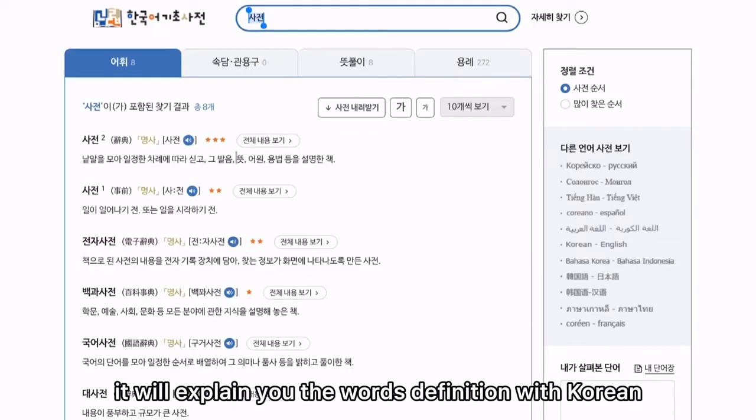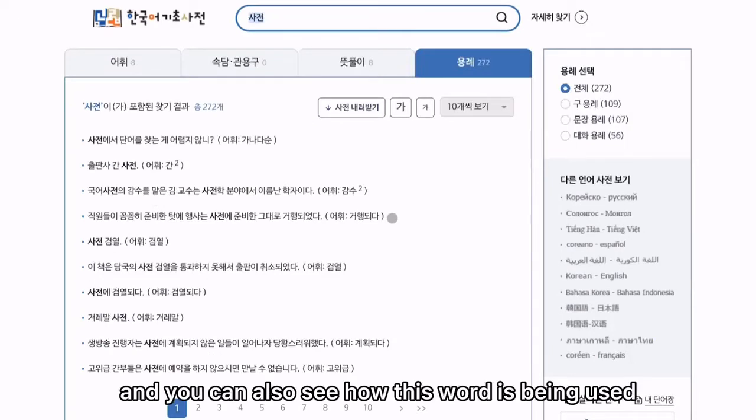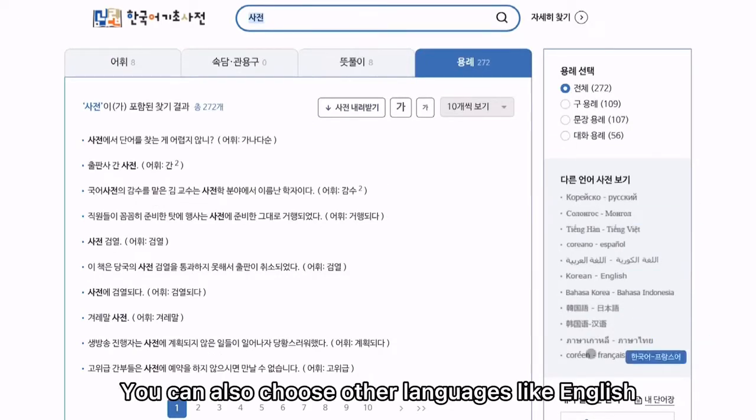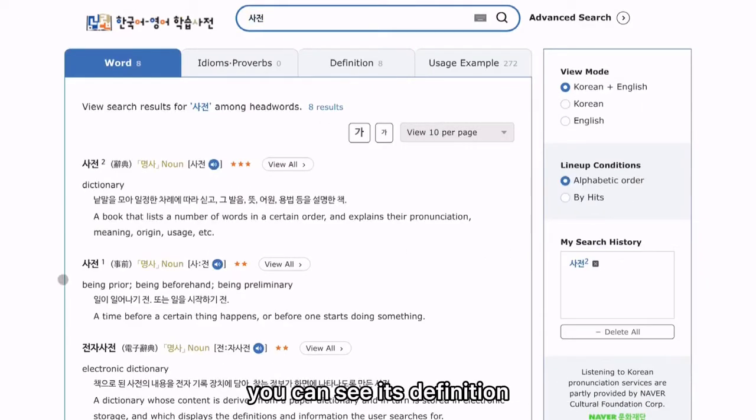It will explain you the word's definition with Korean. And you can also see how this word is being used in other contexts. You can also choose other languages like English. You can see its definition, 사전, pronunciation, idioms, proverbs, and its usage examples.